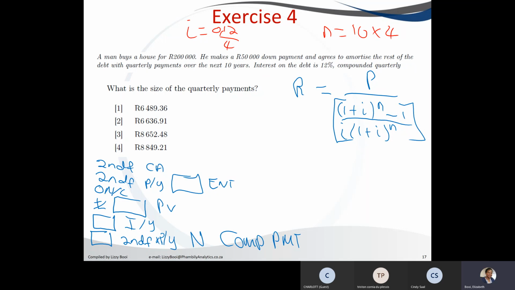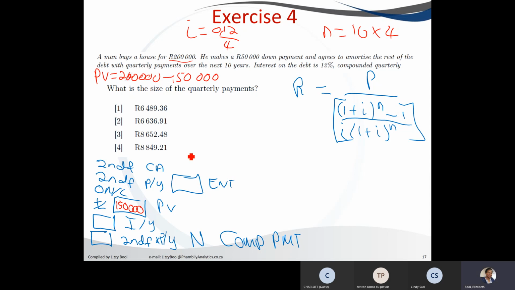Let's do this. Those who are calculating using the financial calculator, our present value will be 200,000 minus 50,000, which will leave us with 150,000. So is it 150,000? Yes. $150,000 is our present value.